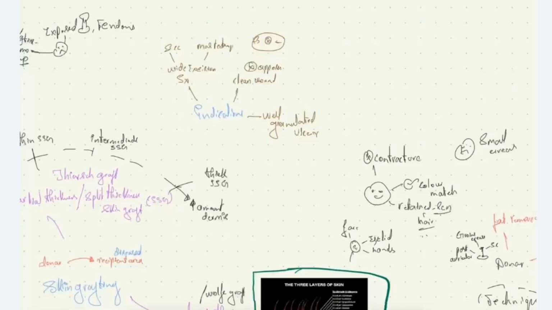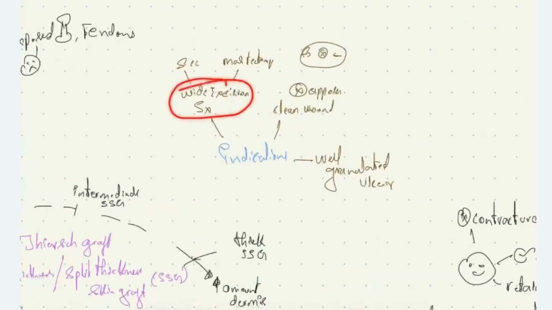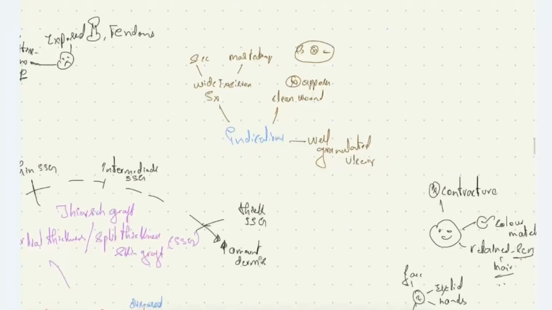And following wide surgical excision, as in the case of mastectomy or squamous cell carcinoma, we will be left with a large defective area without skin. So in those cases, we can do split skin grafting. Now we saw the indications of split skin grafting. That is a well granulated ulcer, a non-opposable clean wound, and surgery where wide excision has been carried out.